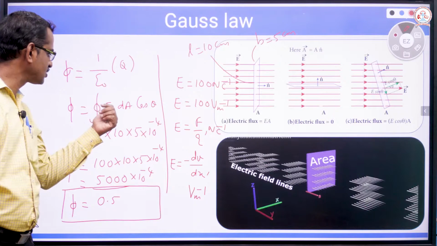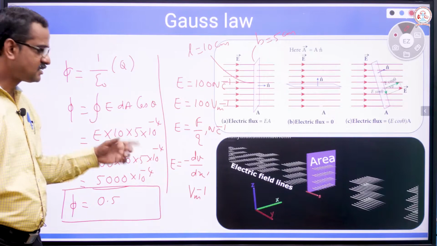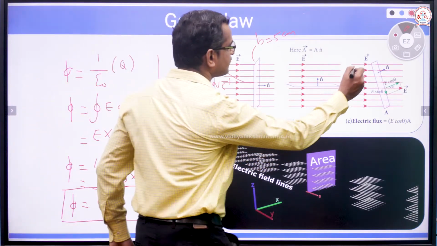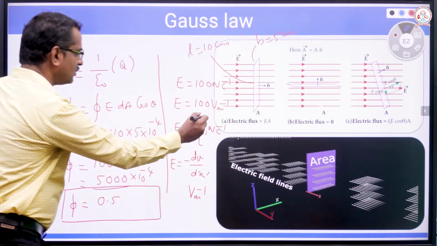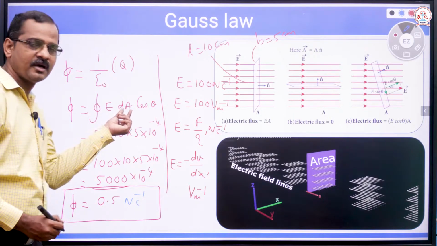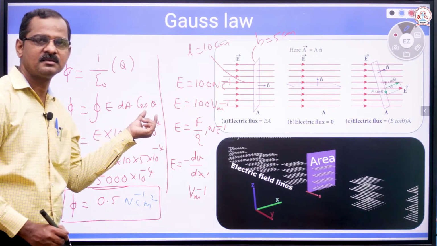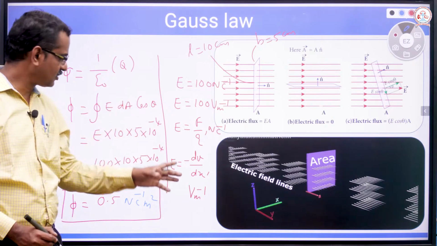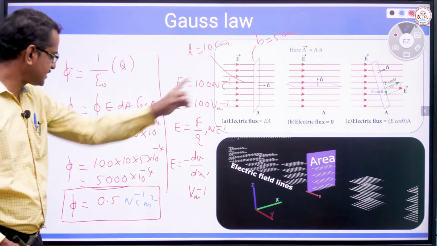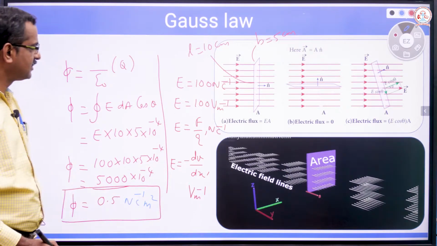Here phi is equal to closed integral E dA cos theta, isn't it? For E, the unit is either Newton per coulomb or volt per meter. You take Newton per coulomb. Area is meter square. Cos theta, it is degree, that we need to mention in this case. So flux phi in this case is 0.5 Newton per coulomb meter square.